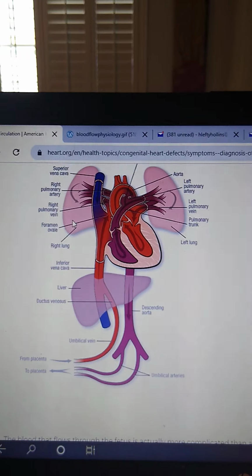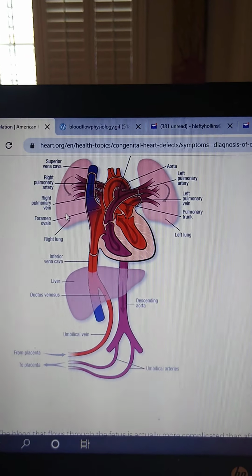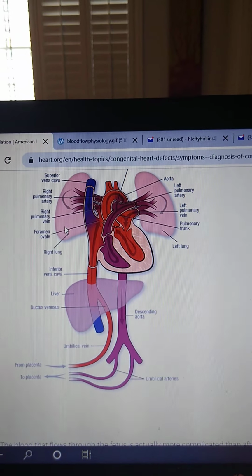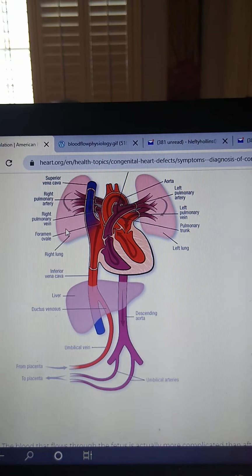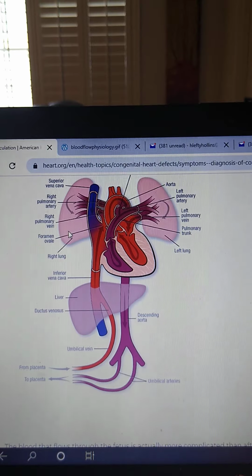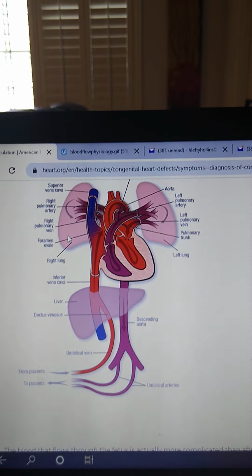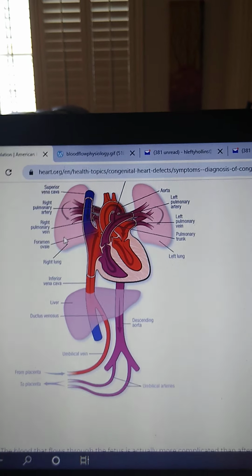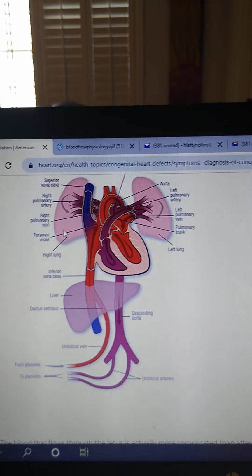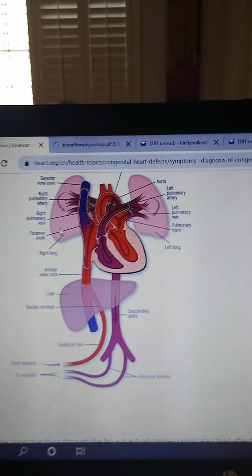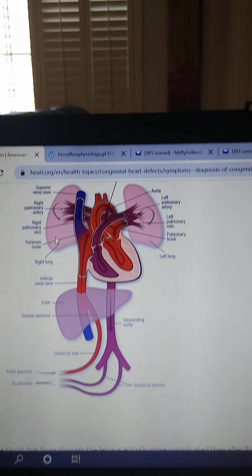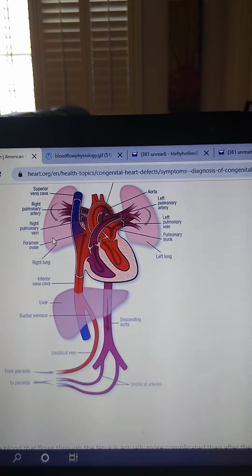The oxygen and nutrients from the mother's blood are transferred across the placenta to the fetus through the umbilical cord. And then this oxygenated and nutrient-filled blood flows through the umbilical vein towards the baby's liver, and there it moves through a shunt called the ductus venosus. This allows some of the blood to go to the liver, but most of this highly oxygenated blood flows to a large vessel called the inferior vena cava and then into the right atrium of the heart.